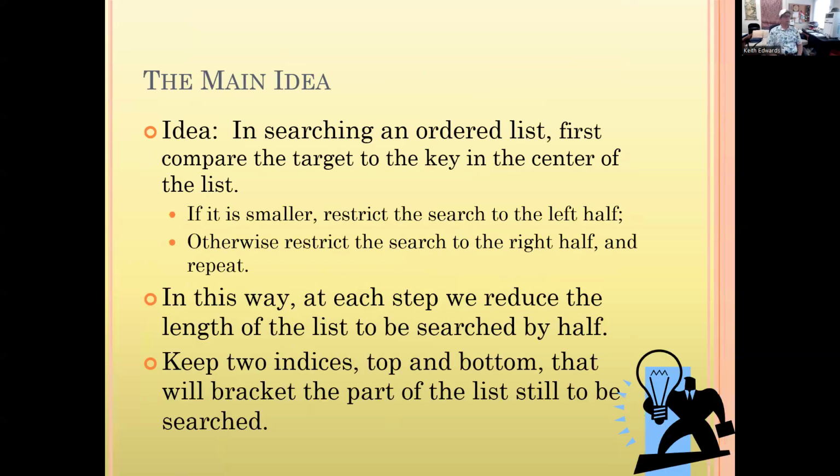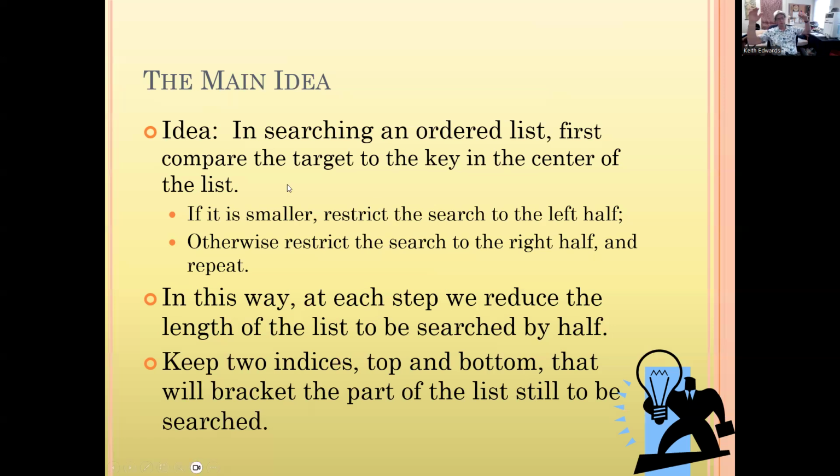The main idea with binary search is that you're searching an ordered list, and it is important that it be in order, otherwise you get sequential search. You compare the target to the key in the center of the list. If it's smaller, restrict to the first half, otherwise search in the upper half. And keep repeating this. In this way, at each step, we reduce the length of the list to be searched by half. So again, this is like looking for a page in a book, a well-ordered sequence of the natural numbers. Again, we keep two indices, the top and bottom, that will bracket the part of the list that's still to be searched.